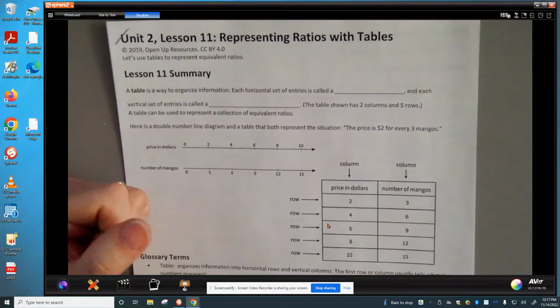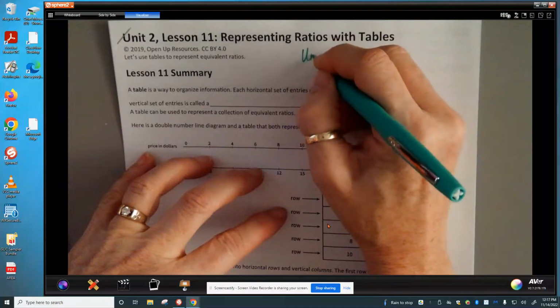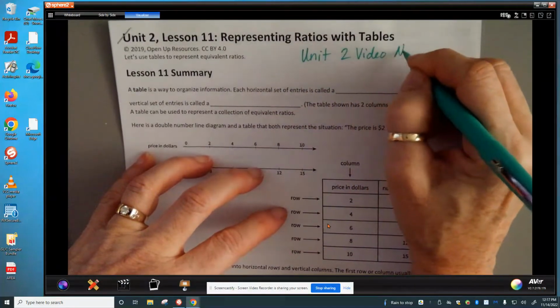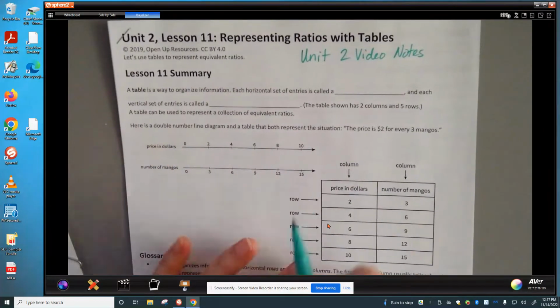All right, this is Unit 2 video notes, and we're going to start at Lesson 11. You're going to follow along and complete the notes, and you're going to do it as an Edpuzzle, so there will be places to stop and for you to figure out your answers.